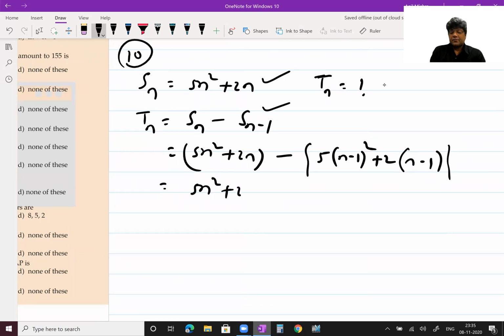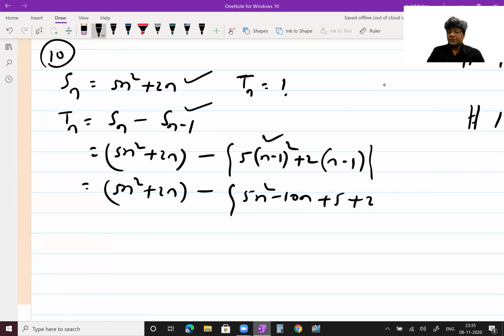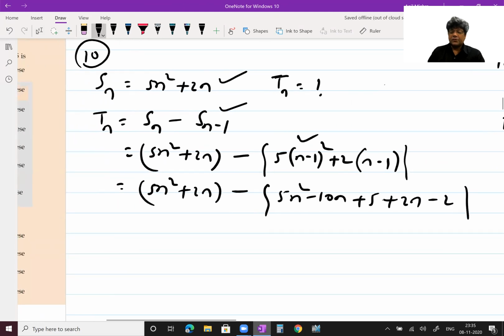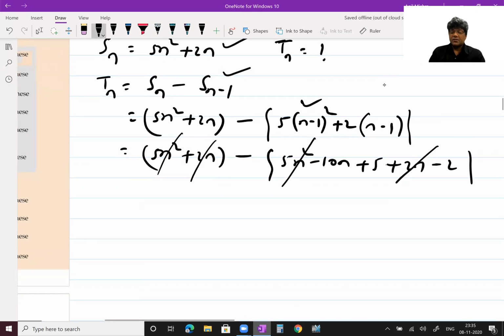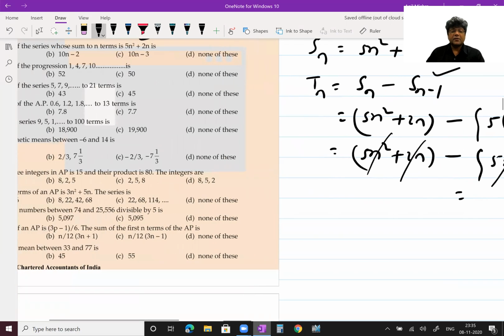5n square plus 2n minus... So I'm opening this bracket: n square minus 2n plus 1. If I multiply it by 5, it is 5n square minus 10n plus 5. And here plus 2n minus 2. So if I open the two brackets, 5n square is cancelled. This plus 2n and minus 2n will be cancelled. So remaining is plus 10n, and 5 minus 2 is 3, outside minus. So 10n minus 3. See, 10n minus 3.